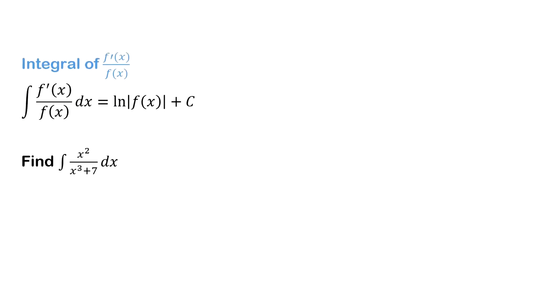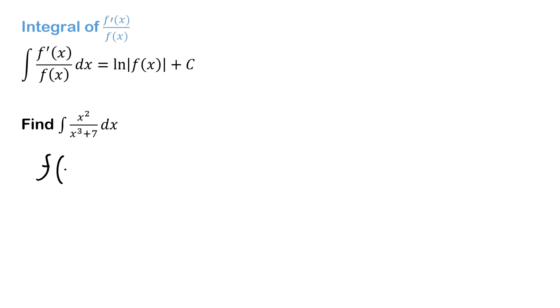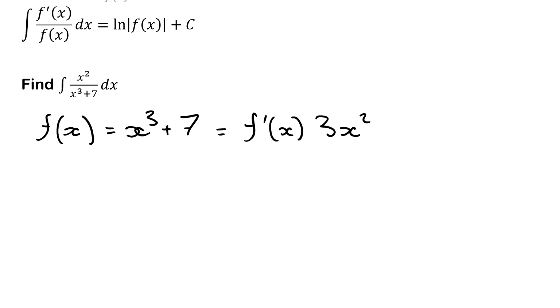The next thing we're going to look at is another version where you have two functions: the integral of the derivative on top over the original function dx. Here, our function on the bottom, our f(x), equals x cubed plus 7. If I differentiate that, I get 3x squared. The problem is, in our original integral, we have x squared on top instead of 3x squared. So we need to somehow manipulate the fraction to get our 3x squared on top.